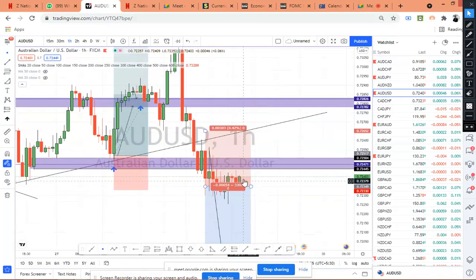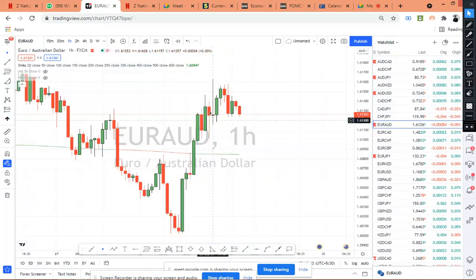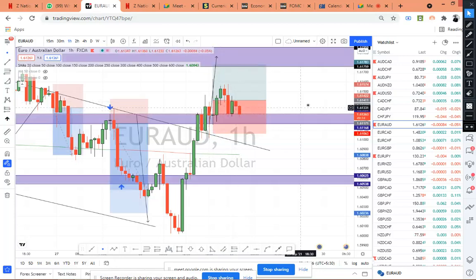Again, the sellers still entered. Now the market is still ranging. Same thing here, the market is still ranging. Let's just hope the price will go more up, or we're going to lose this trade anyway. Let's just hope for that.